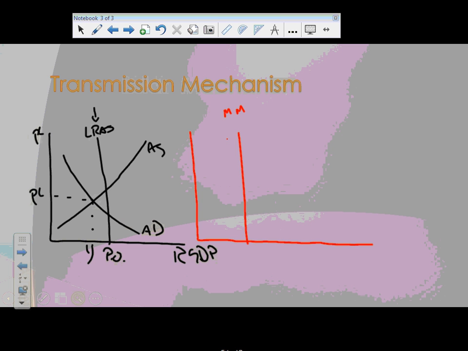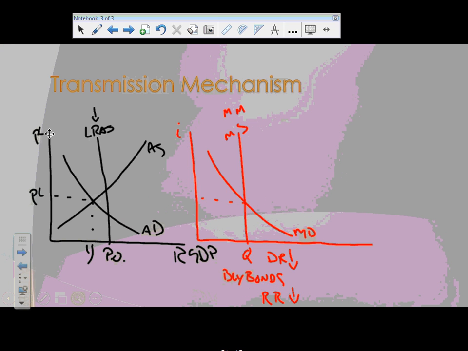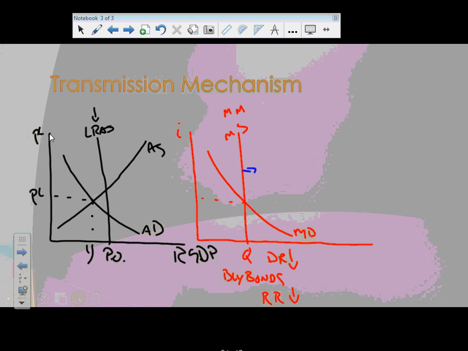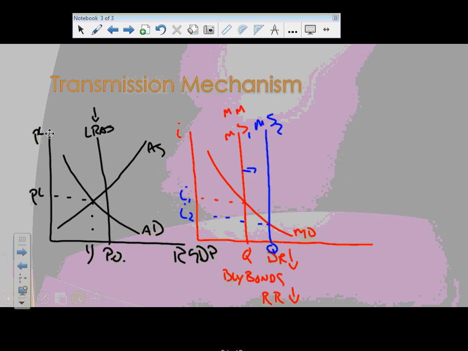Here's my money market. There's my money supply curve. My nominal interest rate. My money demand curve. So the Fed is going to either buy bonds, lower the discount rate, or lower the reserve ratio. The result of which will be an increase in the money supply curve. And that lowers interest rates.